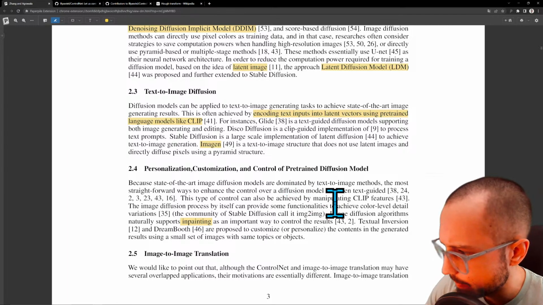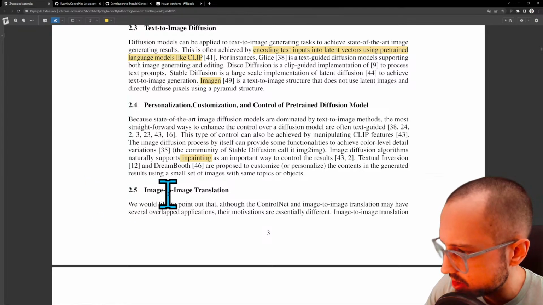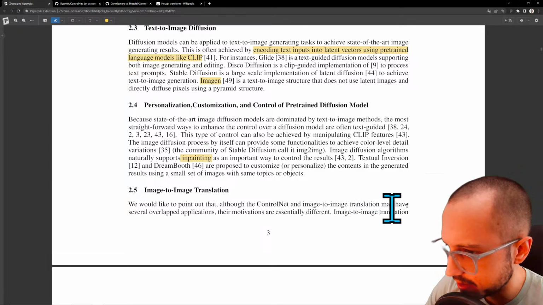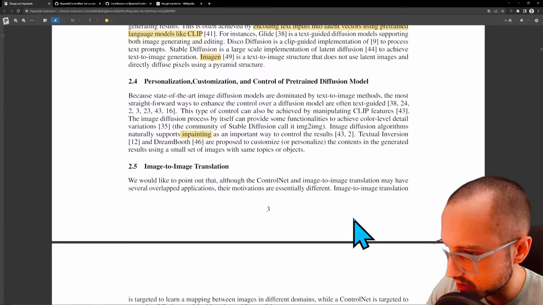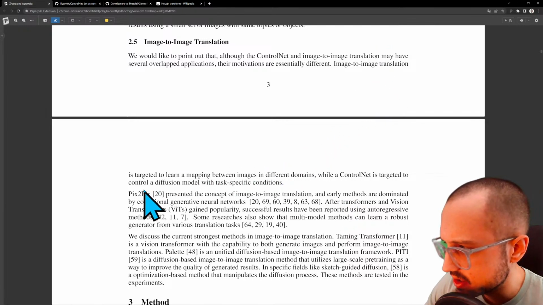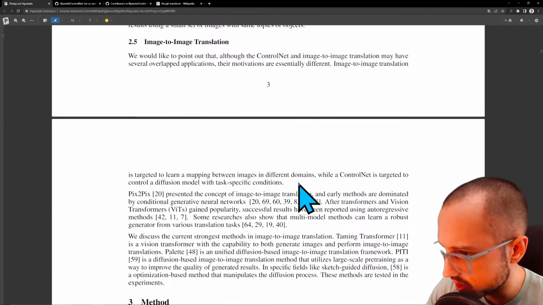Image to image translation. We would like to point out that although ControlNet and image-to-image translation may have several overlapped applications, their motivations are essentially different. Image-to-image translation is targeted to learn a mapping between images and domains, while a ControlNet is targeted to control a diffusion model with task-specific conditions.